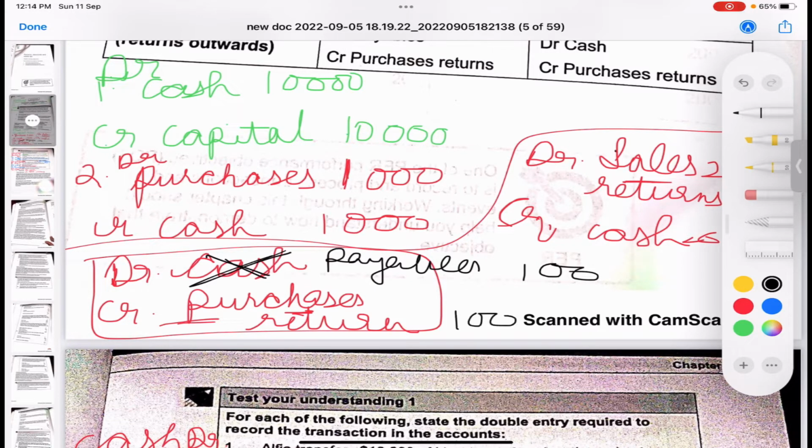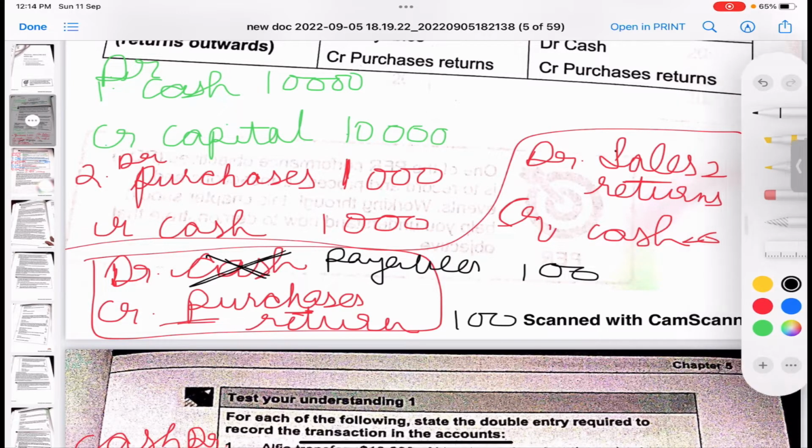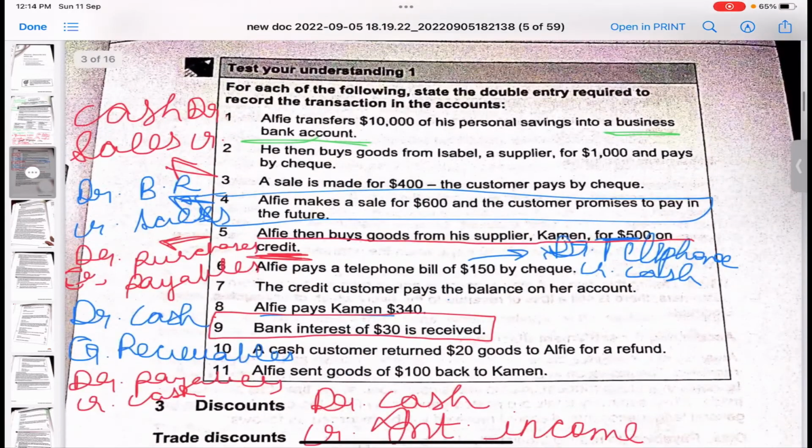Because when this transaction took place, we have not given Kamen the cash. We had taken the goods on credit. So now the same thing, the opposite transaction will also be on the basis of credit. So that's it. We are done with this test understanding.